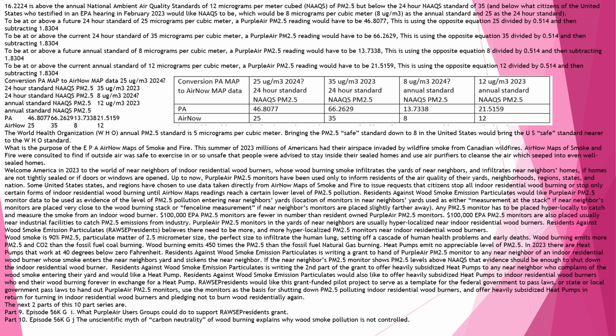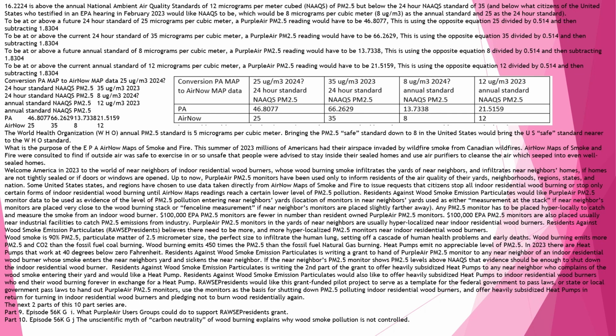To be at or above a future 24-hour standard of 25 micrograms per cubic meter, a PurpleAir PM2.5 reading would have to be 46.8077. This is using the opposite equation, 25 divided by 0.514 and then subtracting 1.8304.